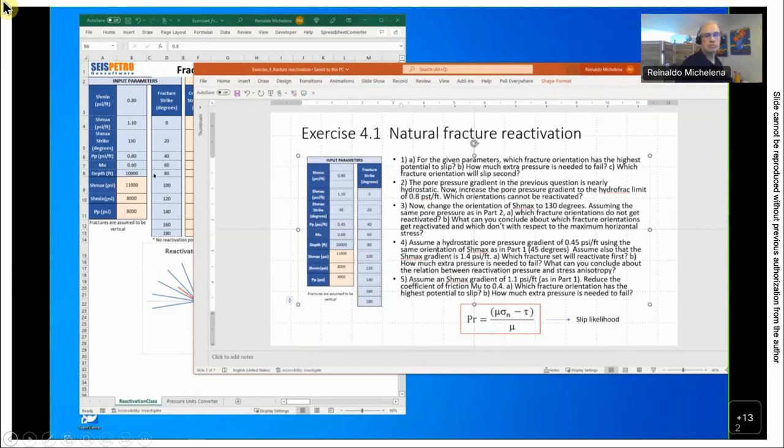So, oh, okay. I'm sorry, I didn't see there is a question here. How do we get the friction coefficient? Okay, that's a good question. Sorry, I didn't see that before. I was busy explaining the exercise.